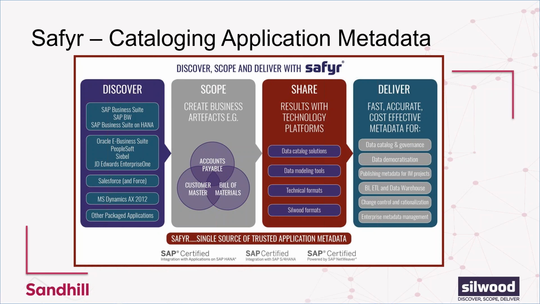And for each of those, we're reverse engineering the system from this business layer, the data dictionary layer, if you like, of each of these systems. We're bringing it into the Safyr environment, and then you've got these tools, which we call the scoping tools, and they allow you to rapidly identify what you might consider to be business artifacts. There are some little examples here. You might want to determine the bill of materials tables for a system, or the accounts payable tables and relationships. And then we can share the results of that with a number of different technologies, including generating Erwin models.